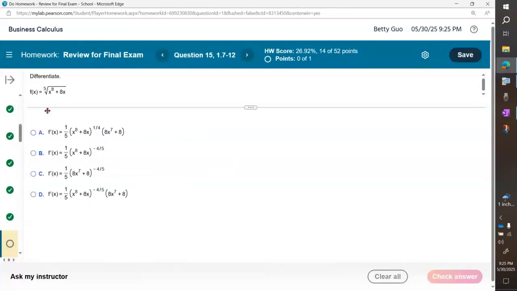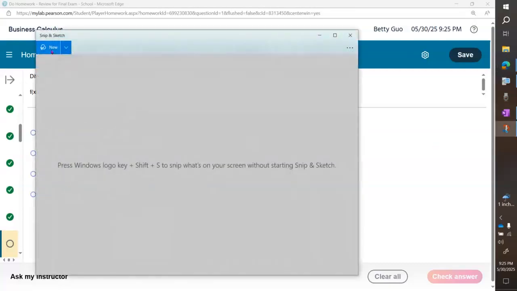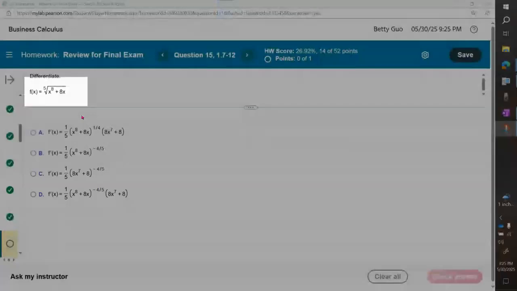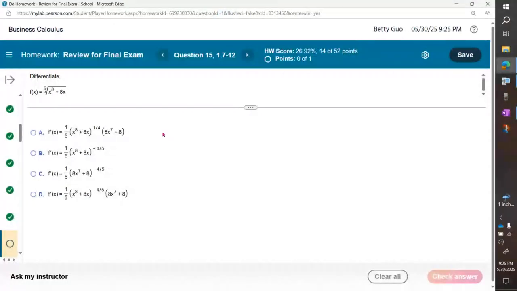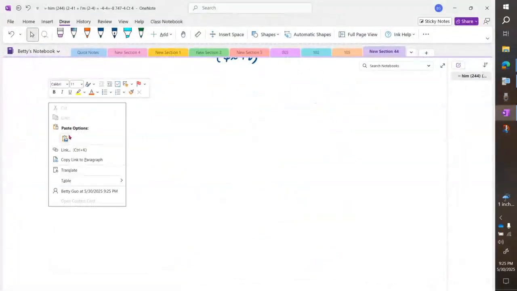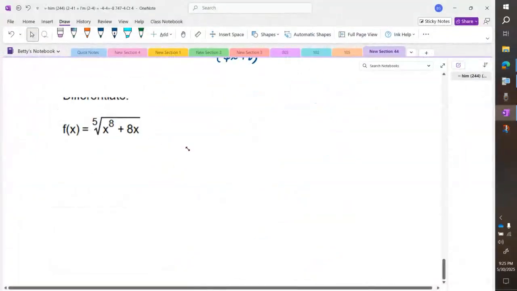Question number 15. Find the derivative of this function. If it's a multiple choice question, we should always take a glance, quickly check the 4 answer choices. As you can see, the answer choices are in exponential form. So even if there is a negative, we keep the negative. We don't have to bring it into the denominator. So get an idea about the format of the result.